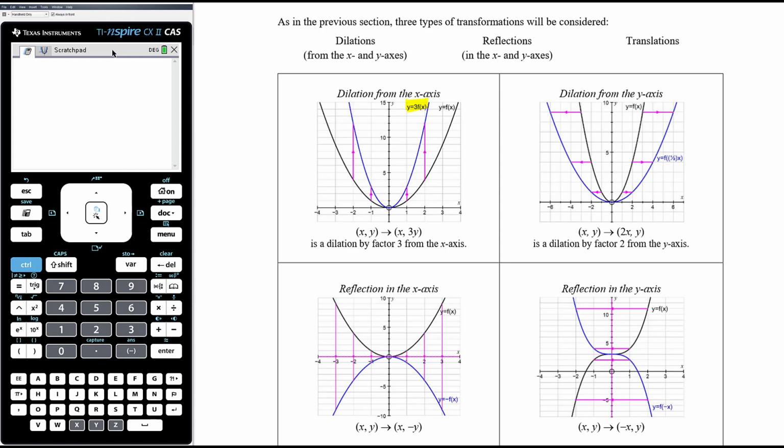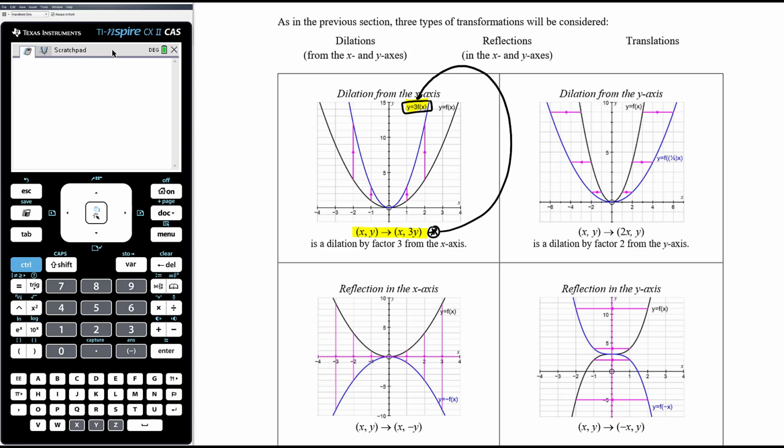So if we talk about that as what's happening to every point, (x, y) becomes the point (x, 3y). We multiply the y coordinate by 3. Okay, so this is what happens to every point on the graph, and as a result, this is what happens to the equation of that graph. It's important that we make a distinction between those two different things.